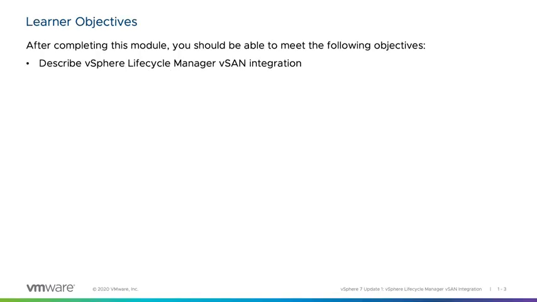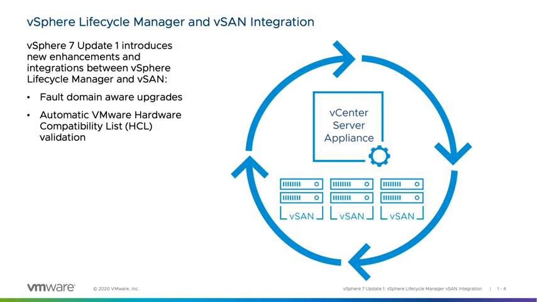At the end of this video, we'll meet the following learner objectives. We'll describe vSphere Lifecycle Manager vSAN integration. vSphere 7 Update 1 introduces new enhancements and integrations between vSphere Lifecycle Manager and vSAN. Namely, these are fault domain aware upgrades and an automatic VMware hardware compatibility list validation check.